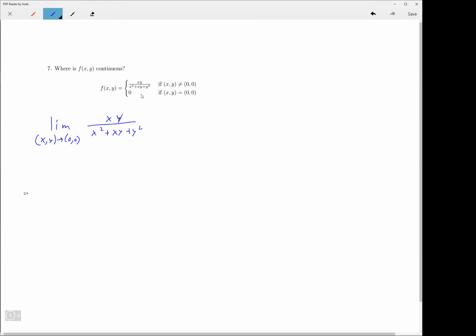Okay, so if this limit is 0, then it's continuous. If this limit is not 0, or if the limit doesn't exist, then it's not continuous. So what do you guys think? What should we do here? Try to prove that it won't be 0 or something like that. Yeah, try to show it's not 0.